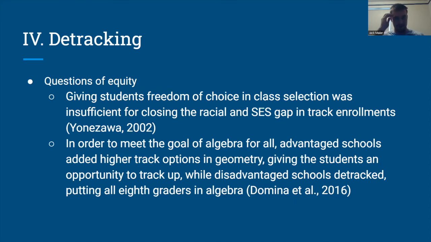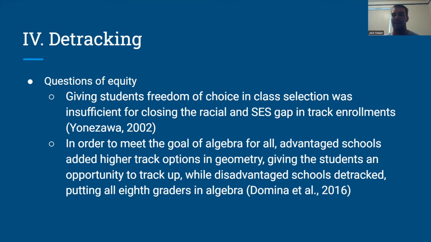Okay, in terms of detracking, multiple authors also talked about how detracking plays in with equity. So Yanazawa looked at how we can reduce the racial and SES gap in track enrollments. And so they looked at what happens if you just allow for open enrollment, so any student can place into whatever track they choose. Unfortunately, what they saw is this was insufficient to close those gaps. They said that there were still cultural and social barriers that were in the way. So it's not enough just to open up class tracks. You have to actually push students into those tracks to get rid of those gaps.